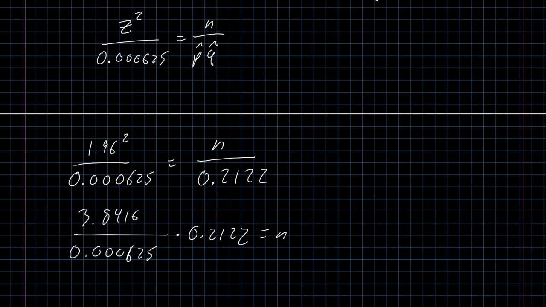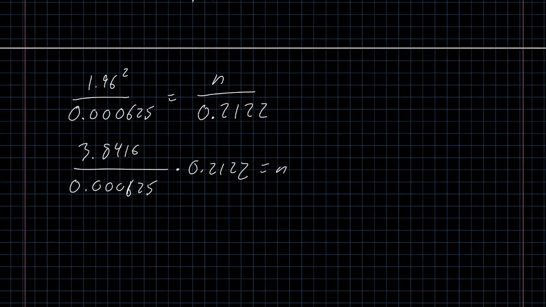So if I take 3.8416 and I multiply by 0.2122 and I divide by 0.000625, my calculator tells me that I get 1,304 point some little bit more than that. I'll round that up and call it 1,305 because getting too many samples is going to be what we need. Getting too few samples will be a bit of a problem.